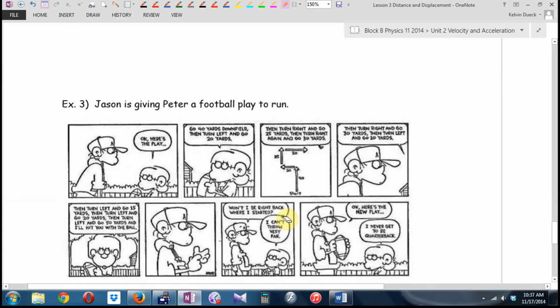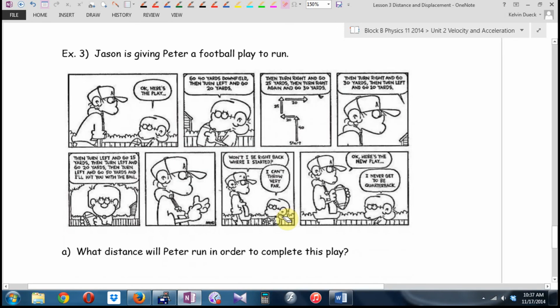Next page. Jason is giving Peter a football play to run. This is from Foxtrot Comics. I love Foxtrot Comics. First of all, the author, Bill Amend, actually has his physics degree. In fact, while he was in university, he was doodling all the time while he was getting his physics degree, and his prof suggested, hey, you should publish some of this. Also because the youngest boy, Jason, is really nerdy, and I can empathize with that.